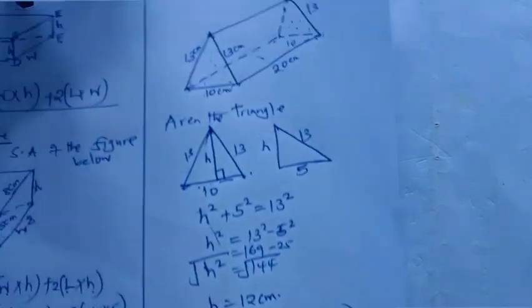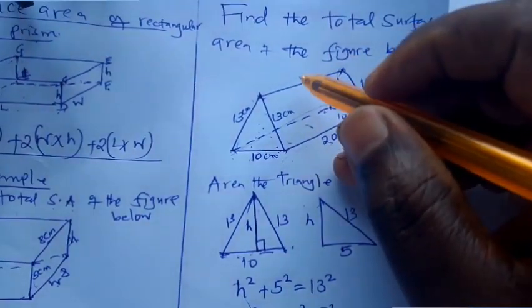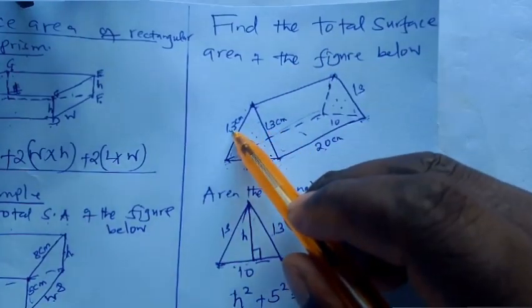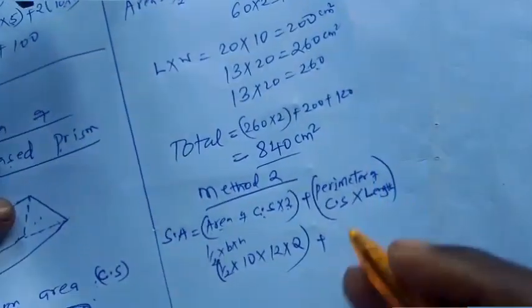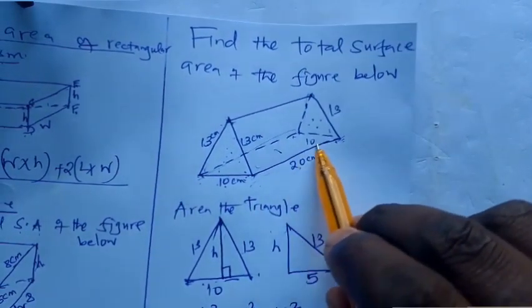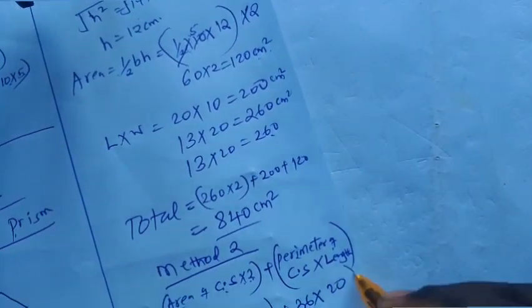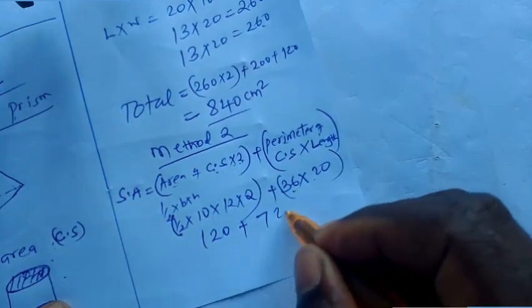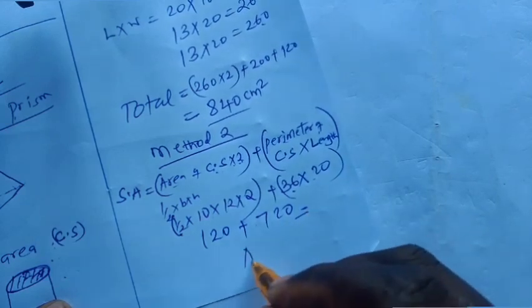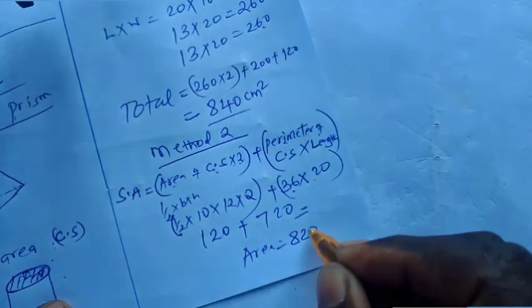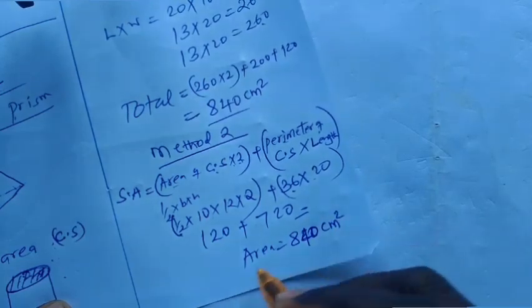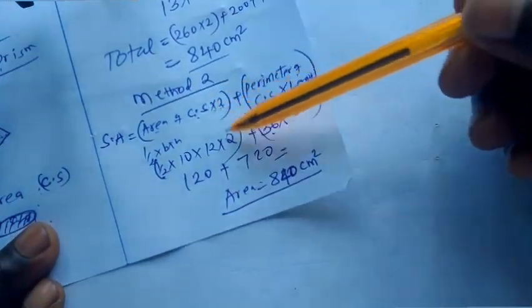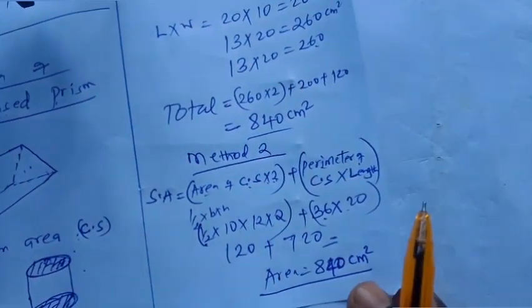Now get the perimeter of cross section. Perimeter of cross section, 13 plus 13, 26 plus 10, that is 36. So the perimeter is 36. Then times length. Length is this, the longer side, that is times 20. So this is 120 plus 360, which is 720. When you add, you get that the area will be equal to 840 centimeters square. So look at the space we have used and look at the way we have done. This method seems to be very simple and very straightforward.